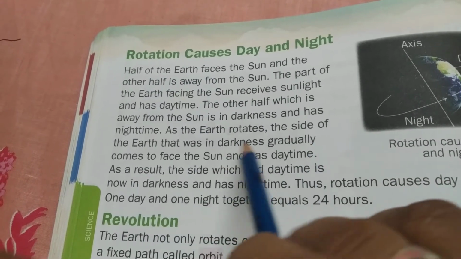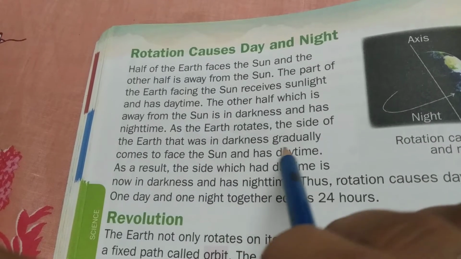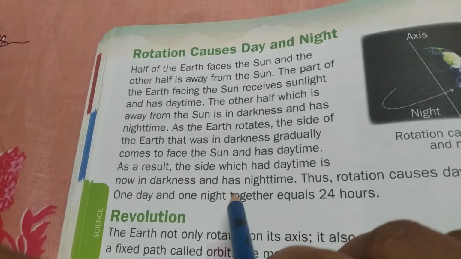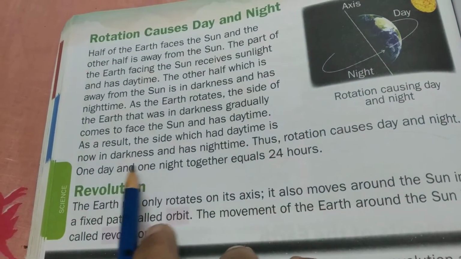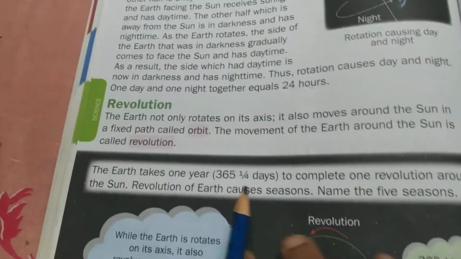As the earth rotates, the side of the earth that was in darkness gradually comes to face the sun and has daytime. As a result, the side which had daytime is now in darkness and has nighttime. So rotation causes day and night. One day and one night together equals 24 hours.